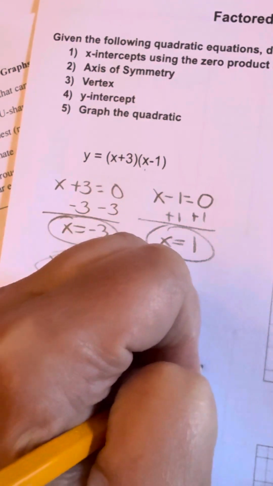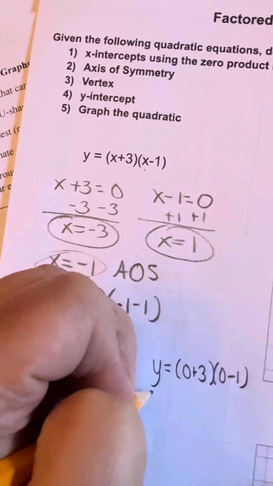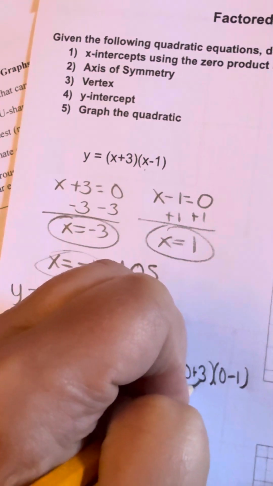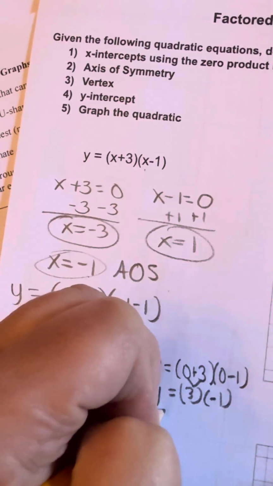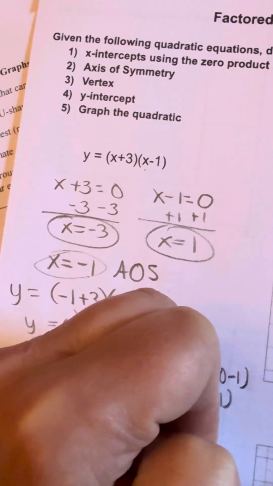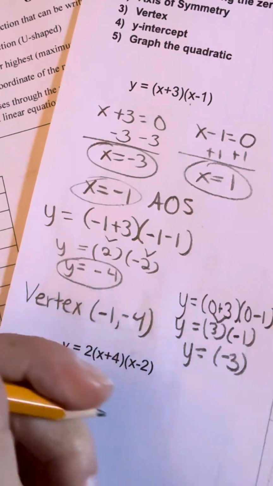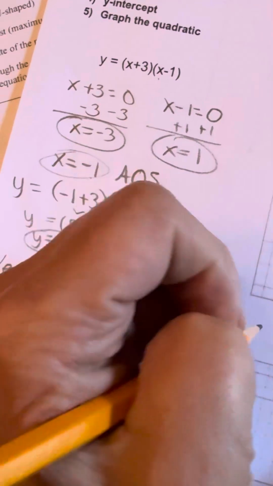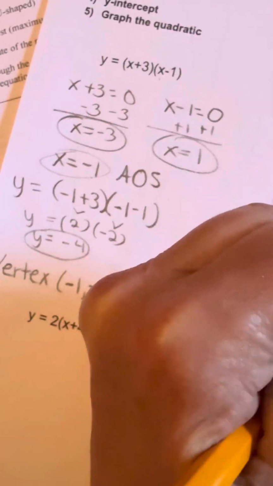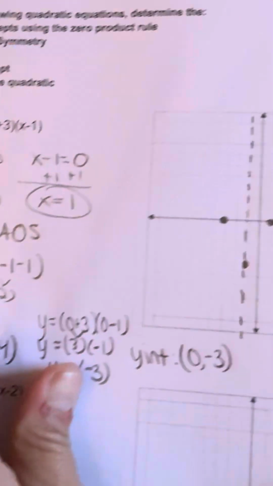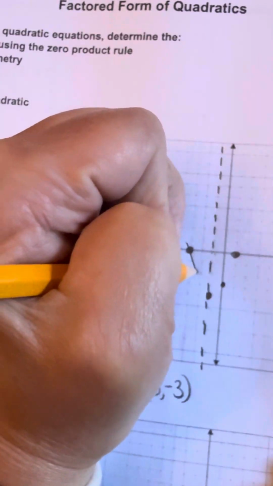So I'm going to plug in 0 for both of those x values, and we're going to solve for that. y is equal to 0 plus 3, which is 3, times 0 minus 1, which is -1, which means that my y-intercept is at -3. So this is your y-intercept right here, which means your y-intercept point is going to be at 0, -3. And then we can graph that point over here and connect all of your dots, and you've got yourself a quadratic.